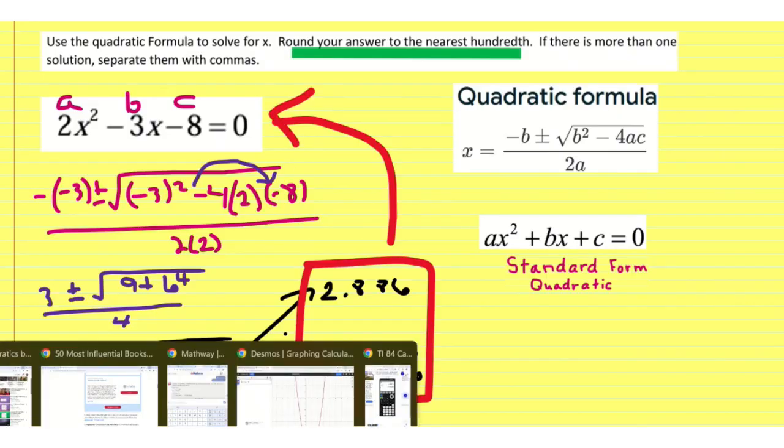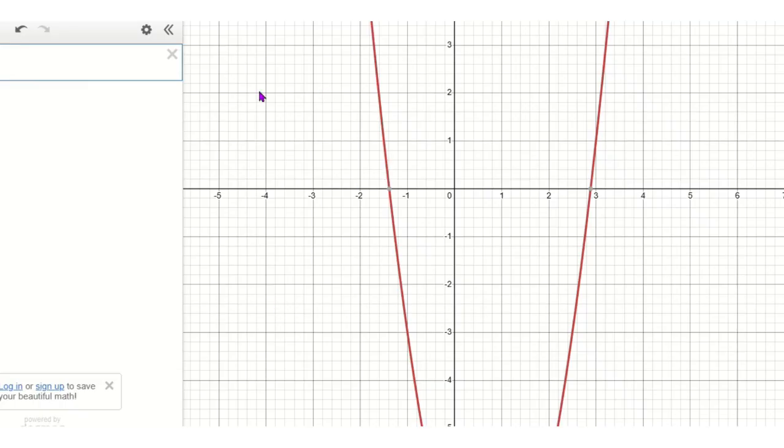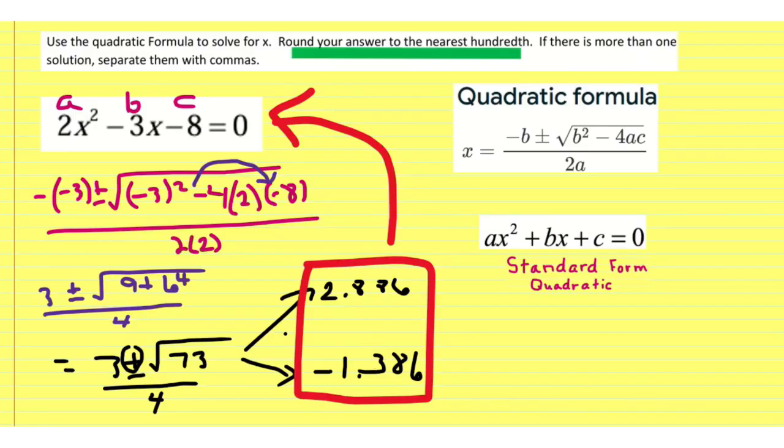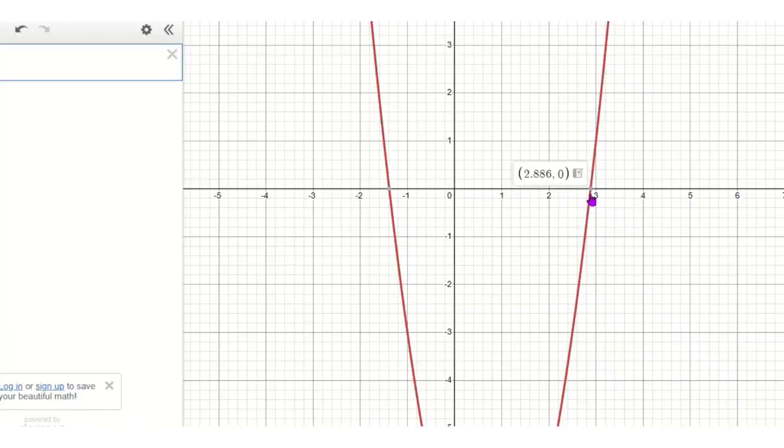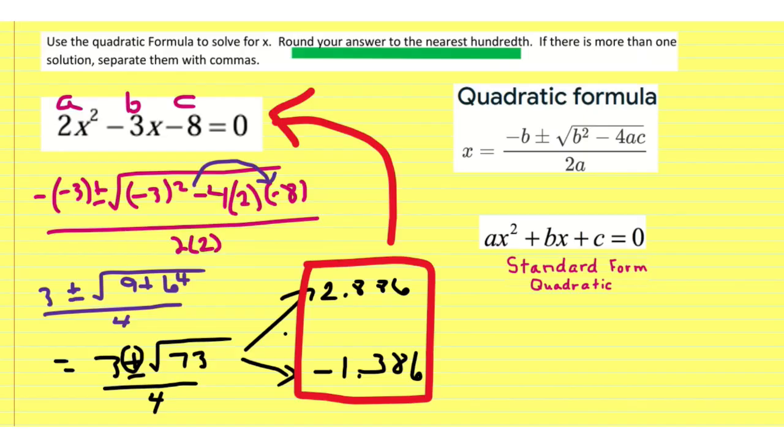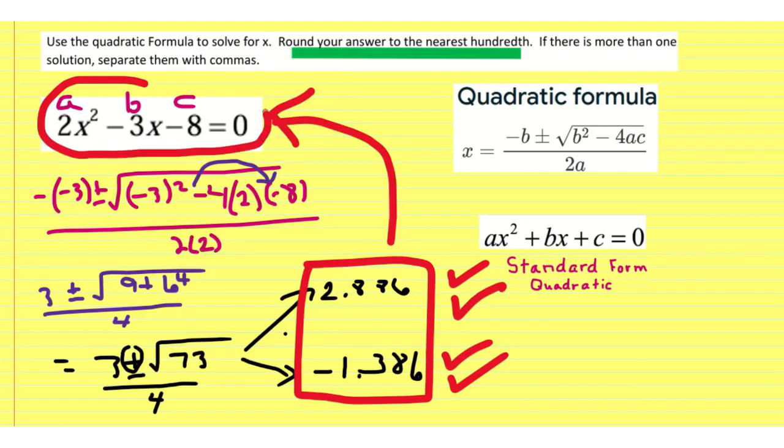So let's go to Desmos and see what the graph is. It's 2x squared minus 3x minus 8. And if you notice right there, negative 1.386. Is that what we said? Negative 1.386. Yes, indeed. And over here, I've got 2.886. So both of our answers are confirmed on our graph. These are the x-intercepts, and the solutions or the roots for our parabola that is produced by the quadratic 2x squared minus 3x minus 8.